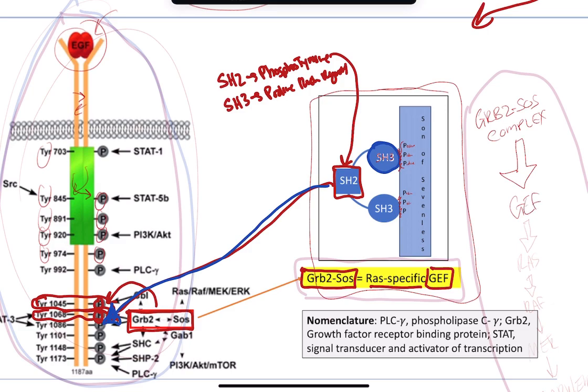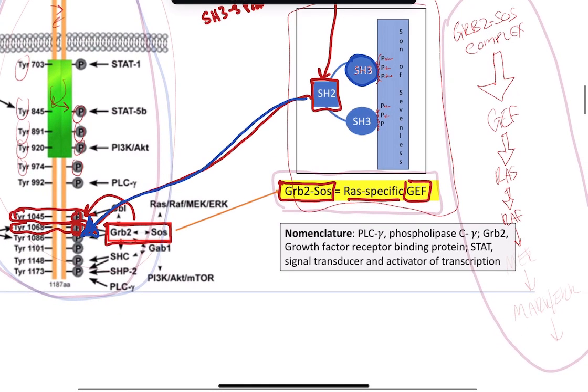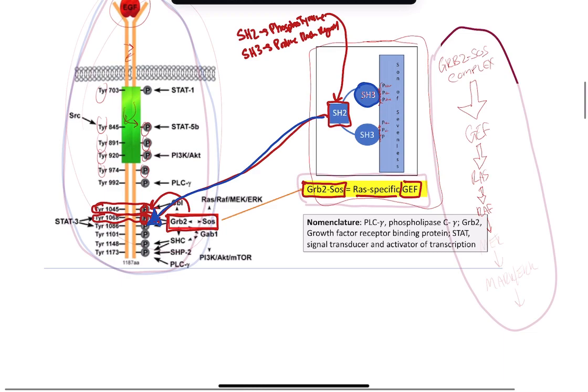That GEF, that guanine nucleotide exchange factor, is going to be responsible for activating what? RAS. RAS is going to do what? Bring together the two RAFs and activate them. RAF, and then RAF is going to activate our MEK, right? Our MAPK-ERK kinase. MEK is going to activate our MAPK/ERK, right? Our MAPK/ERK is going to activate all the downstream pieces.